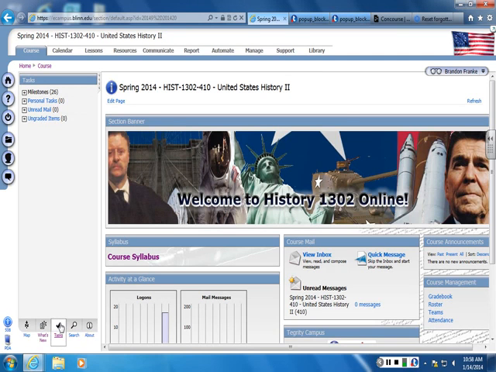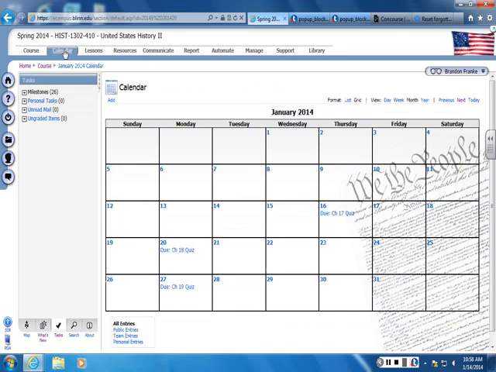Most important feature there is the calendar. Every assignment except for exams is already listed here with the due dates. The only reason that the exams are not listed is because I do not know when the first exam will be. Roughly every 3 weeks we will have an exam. That's about how we're going to go.